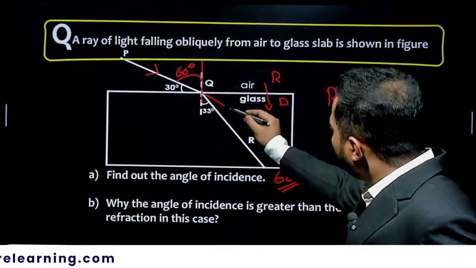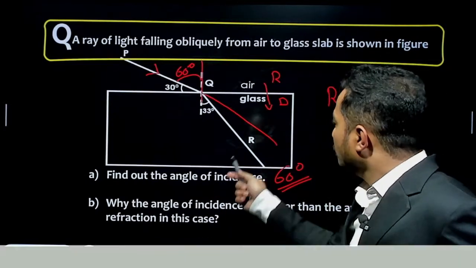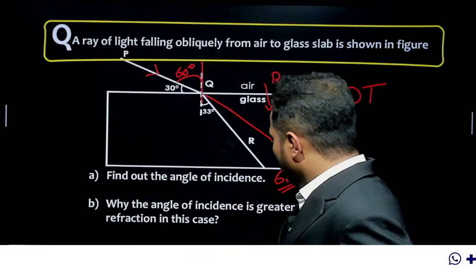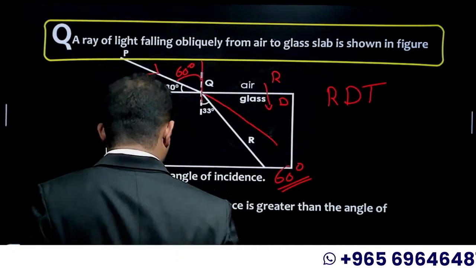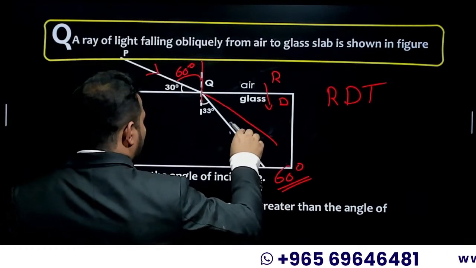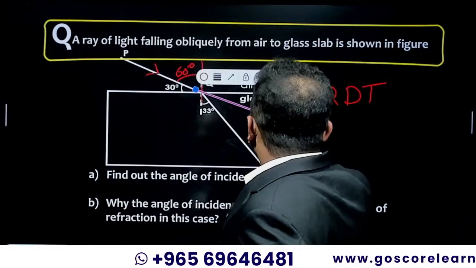So actual path is supposed to be like this. My bad. Board is also playing with me. Final. Got it. So this is actual path of the light, right?